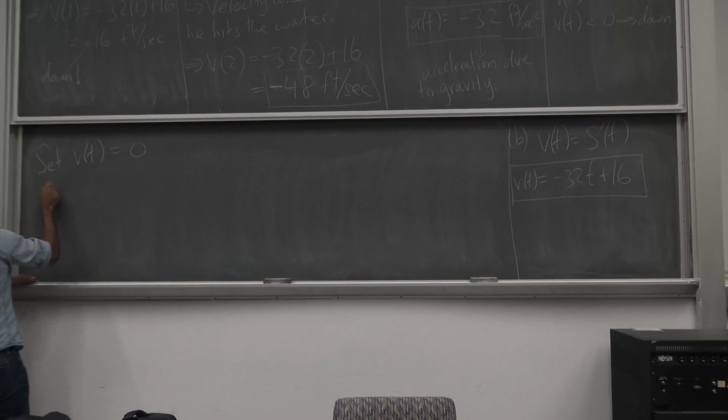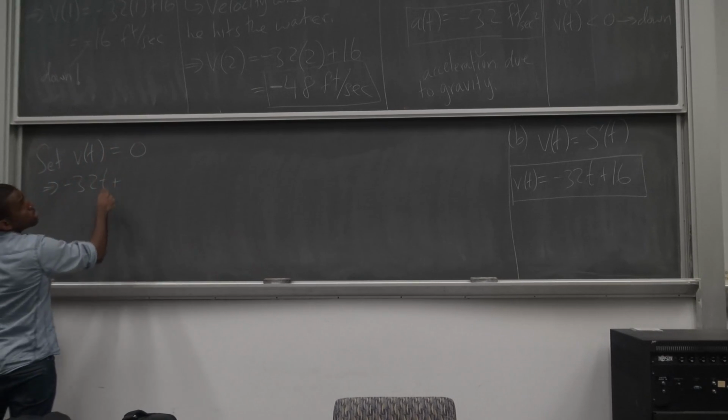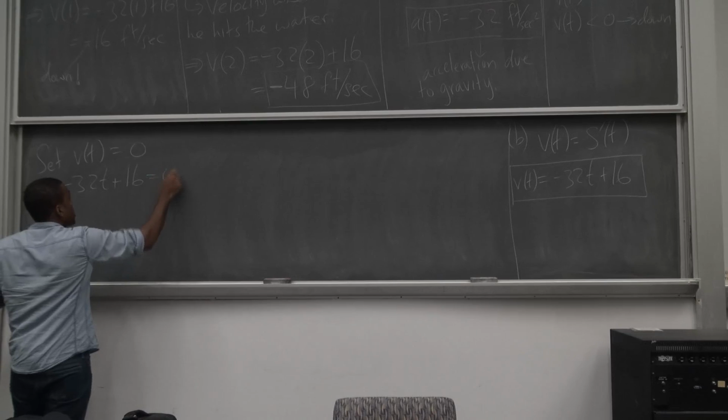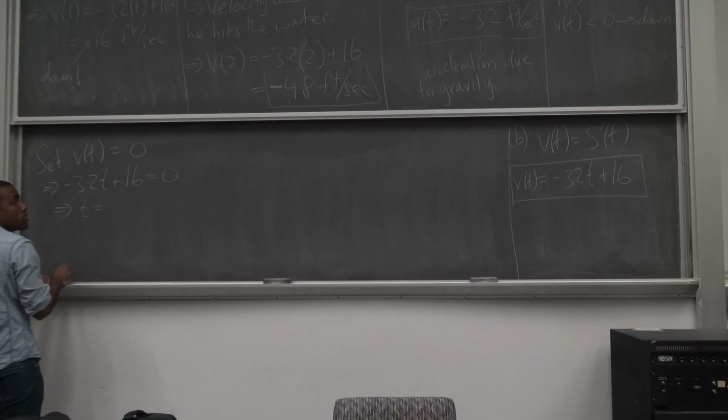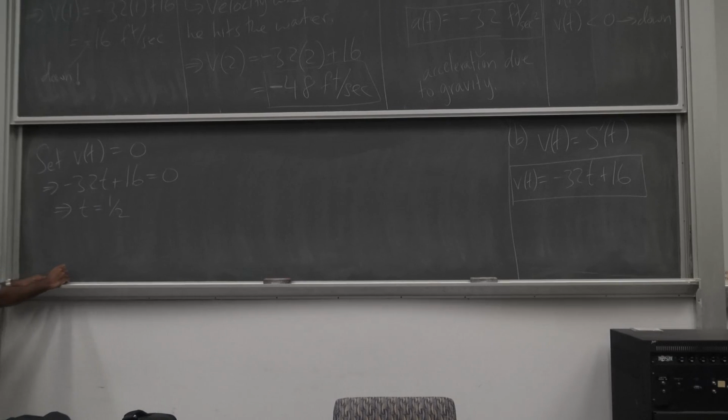So, set v equals 0. This is minus 32t plus 16 equals 0. This means t equals... So you divide 16 by negative 32. Why did that take so long? Alright, so after a half a second, his velocity is 0.